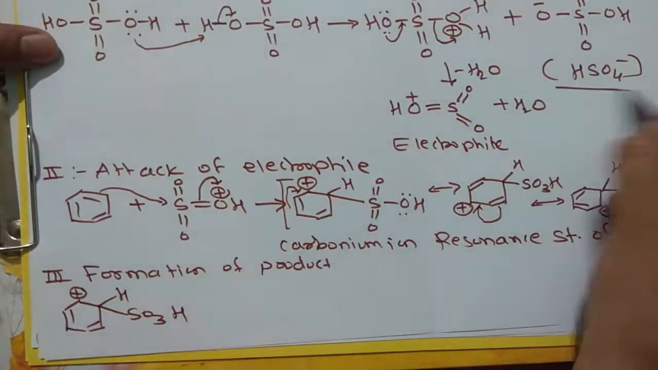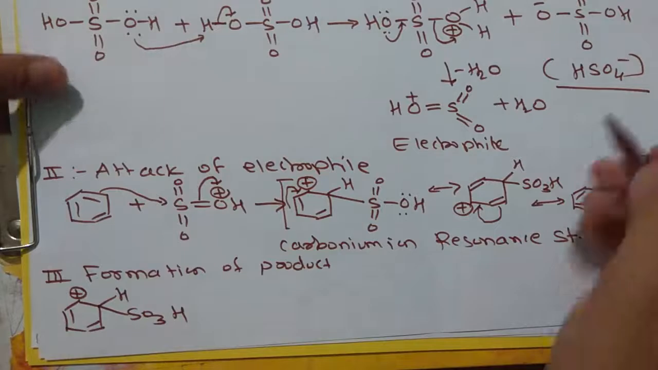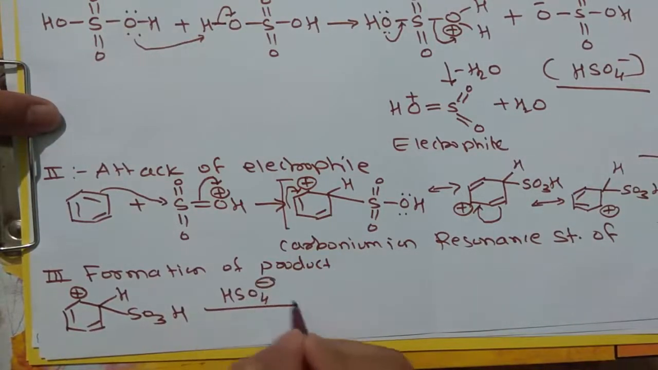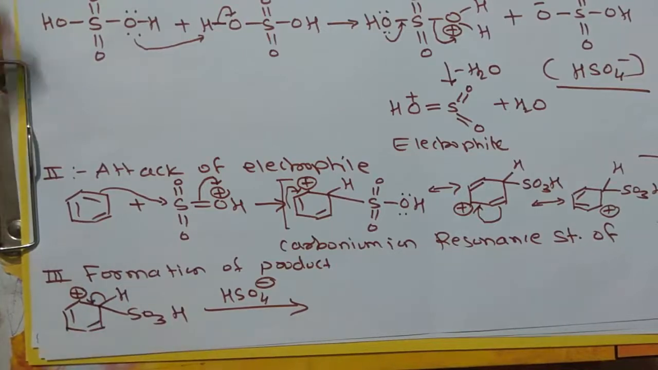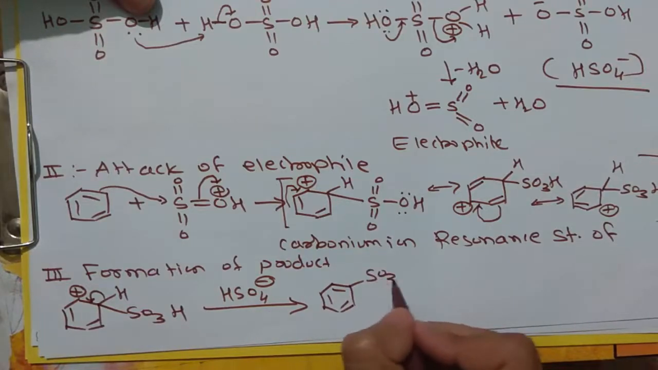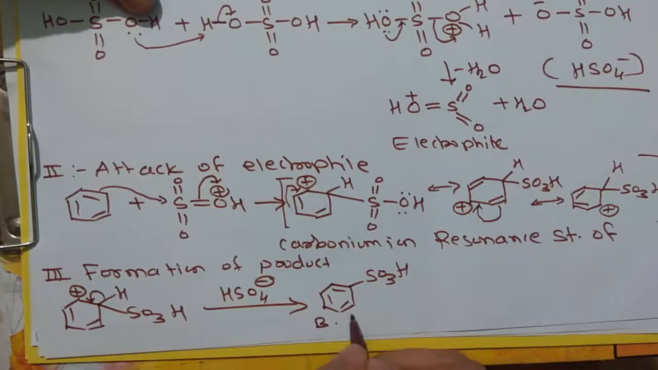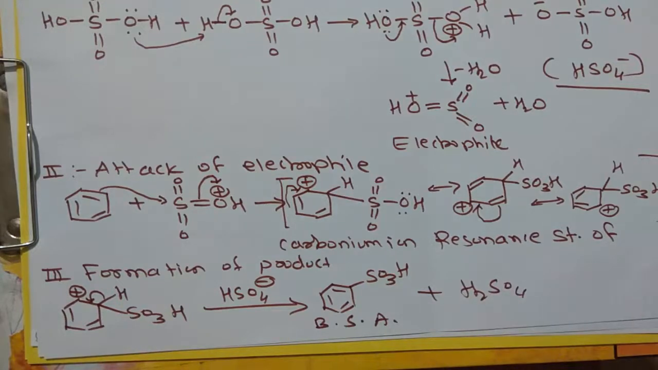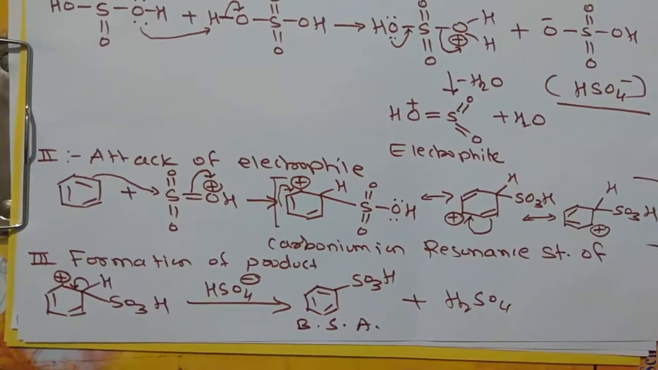Whatever HSO4 minus was formed in the first step can be utilized here. HSO4 minus can abstract this proton, and there is a formation of SO3H again. What is this compound? Benzene sulfonic acid, plus H2SO4. This is the mechanism of the formation of benzene sulfonic acid from benzene.